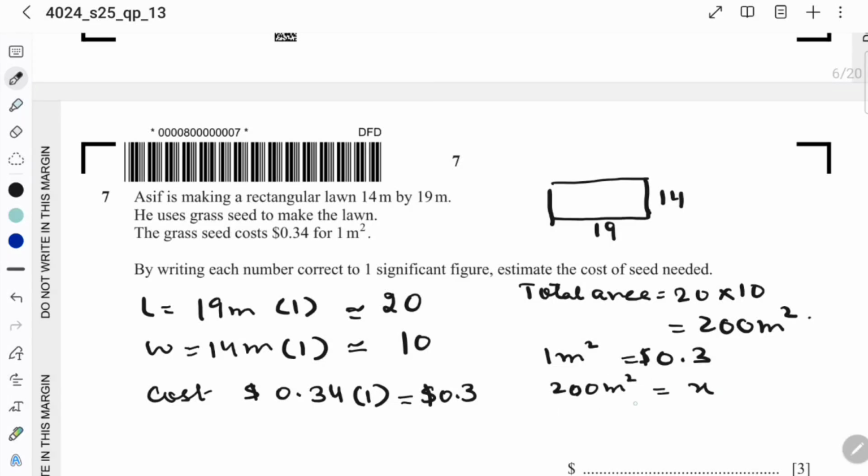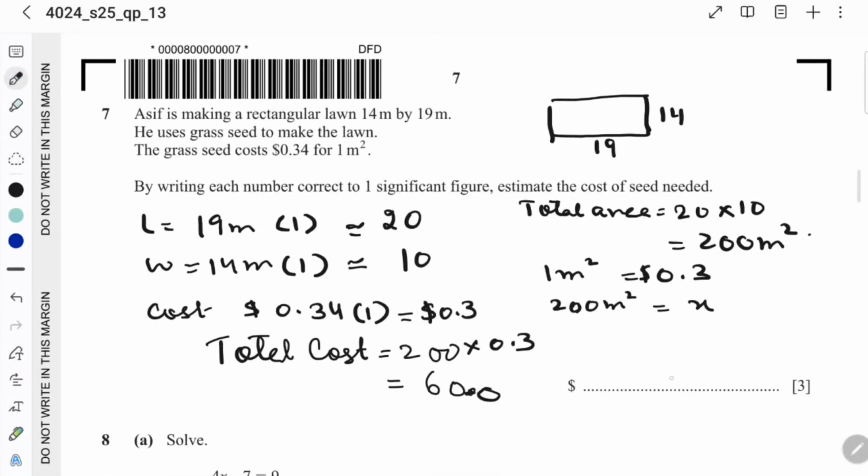Just simply cross multiply. So the total cost is 200 times 0.3. 3 times 2 is 6, then 600, and one decimal place, so your decimal will come here. So that is only $60, the cost for 200 square meters of area.